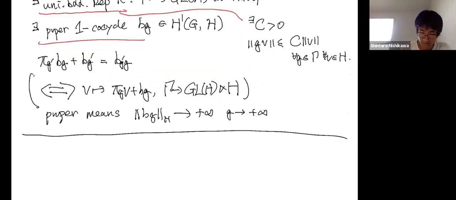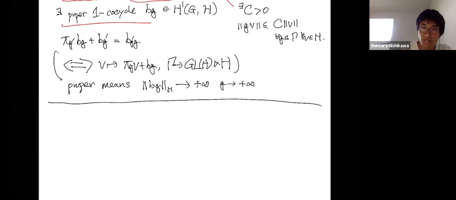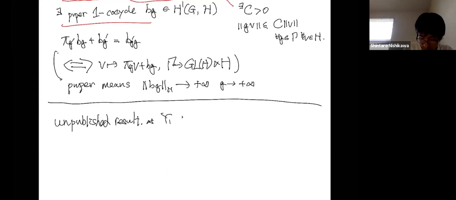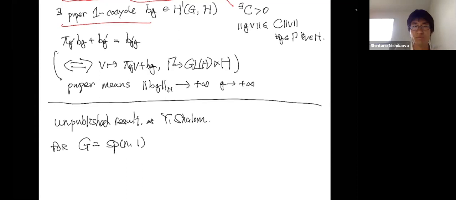there's an unpublished result by Shalom again, which says that if you take G to be the simple rank one Lie group Sp(n,1), then G admits such a cocycle, such pi and b_g.